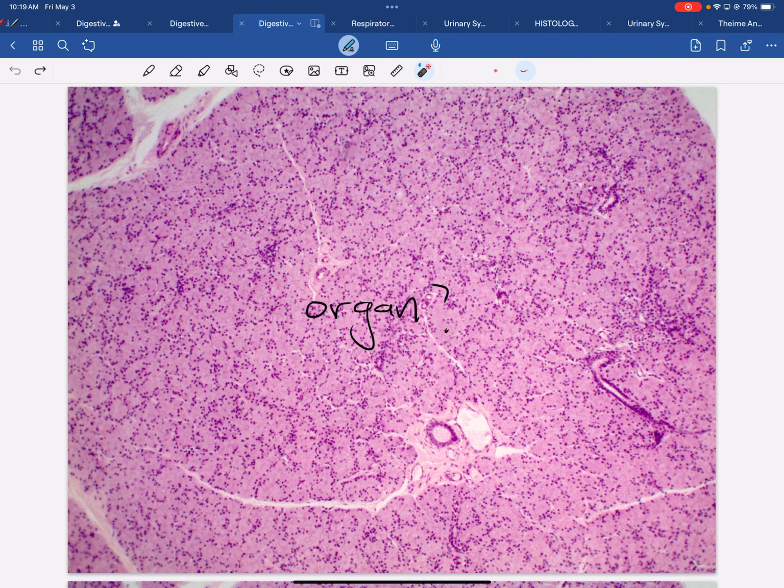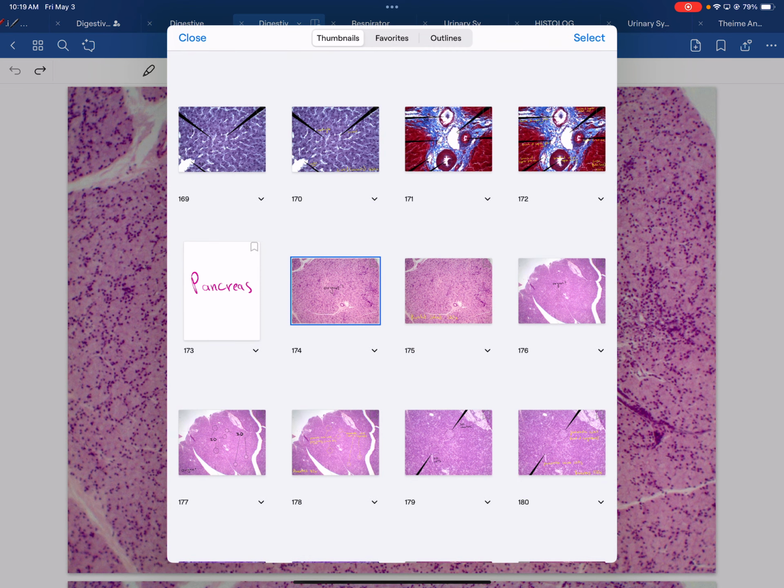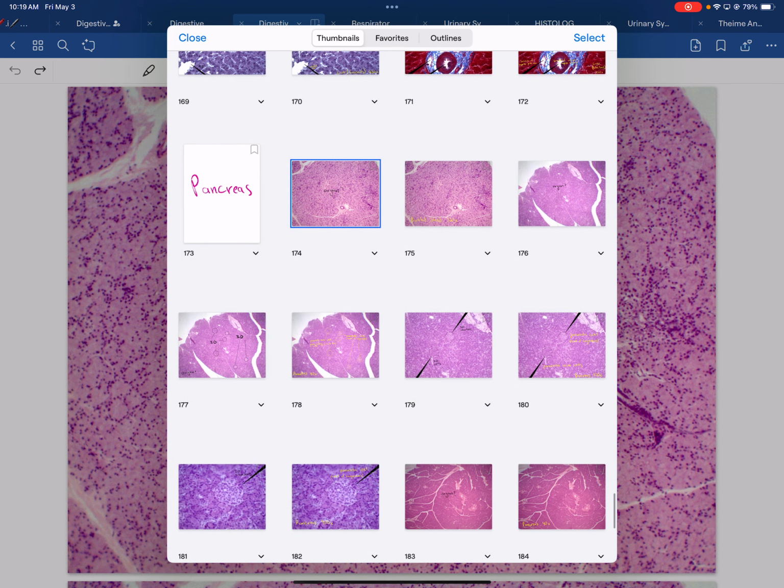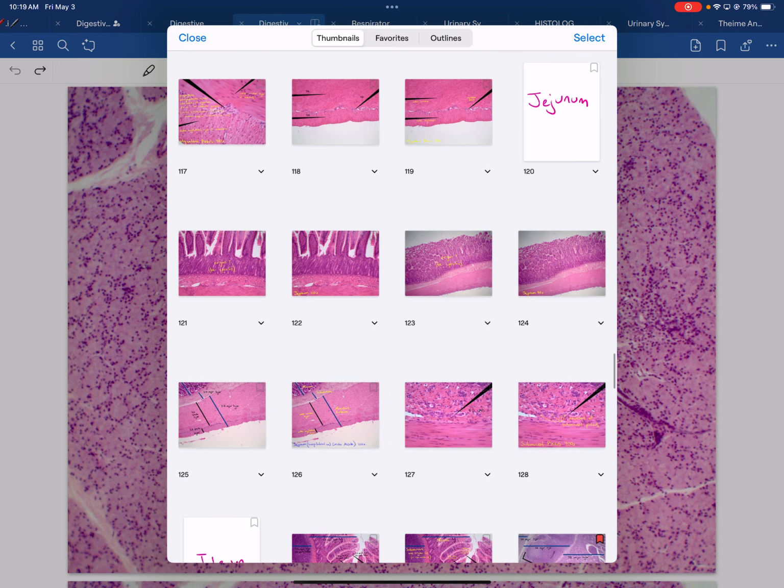So that's how you differentiate between parotid gland and pancreas. You have to really look for those islets. That's probably the hardest differentiation, right? The parotid gland versus the pancreas. All right, let's go back up.